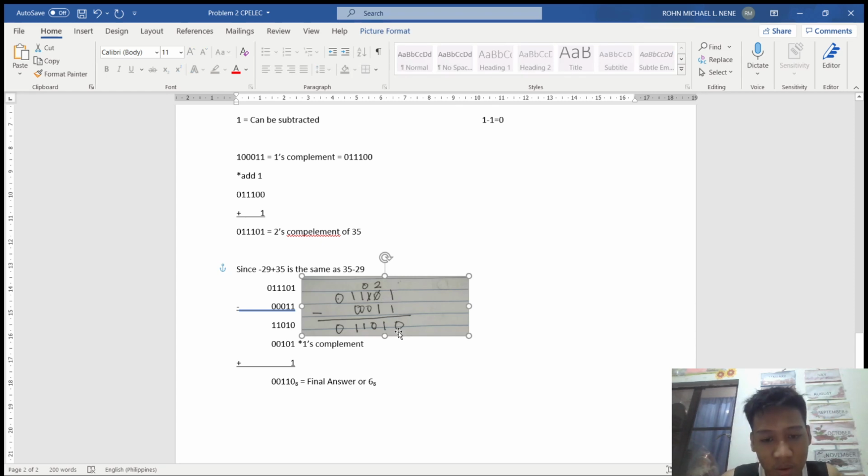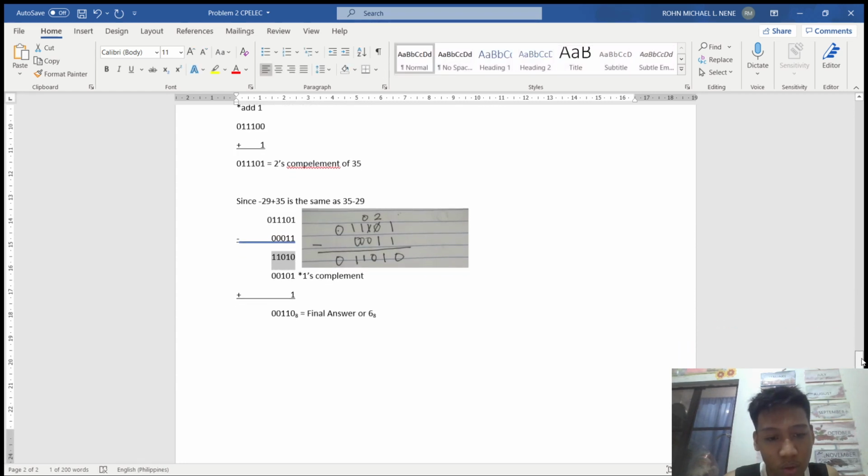1 minus 1 is 0. Since the next value is 0, we will borrow from the 1 to the left of 0. And then, borrowing from the left side, 0 will become 2. That is why 2 minus 1 is 1. And then, after that, 0 minus 0 is 0, 1 minus 0 is 1, 1 minus 0 is 1. And then, here is the answer.